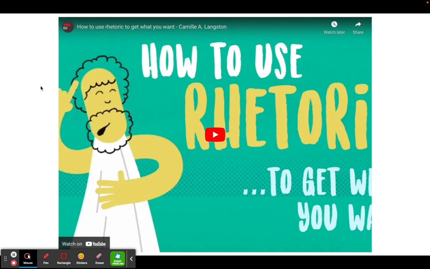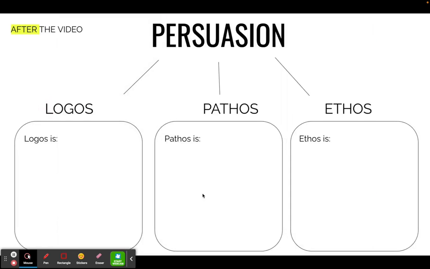If you are completing this part of the slides at home because you were gone, the video link is in this slide just down below in the comments. So you are, after watching that video, going to tell me what is logos, pathos, and what is ethos. Describe to me the definition with an example.